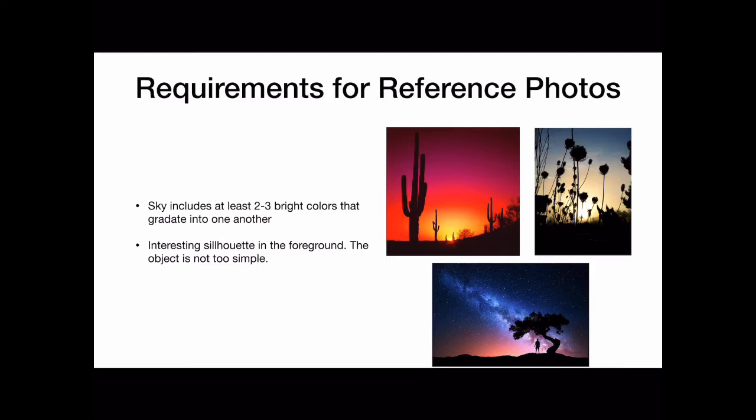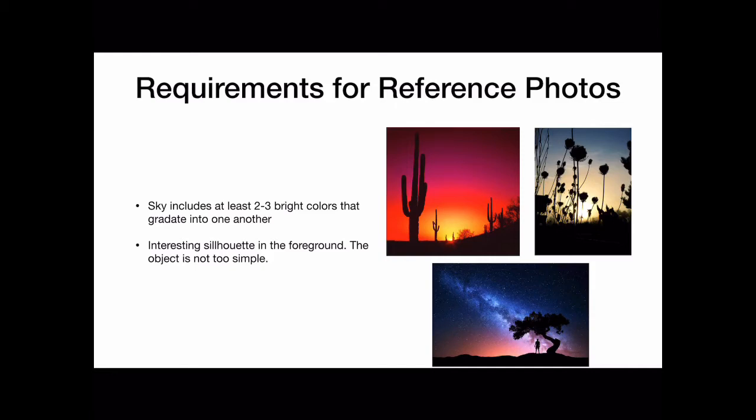I don't want you guys using photos that you might have on your phone because we need to have a solid silhouette and then a very simple sunset background or constellation sky. The sky should include at least 2 to 3 bright colors that gradate into one another if you want to do the sunset. If you're doing the galaxy, we need to also have another 2 to 3 bright colors that gradate into one another. In your photo, you also have to have an interesting silhouette in the foreground.